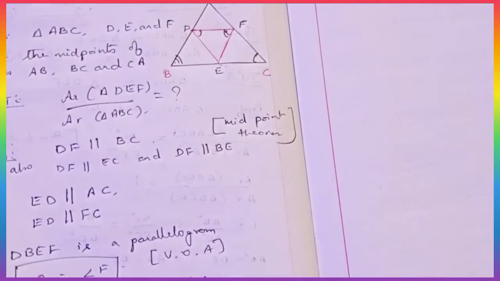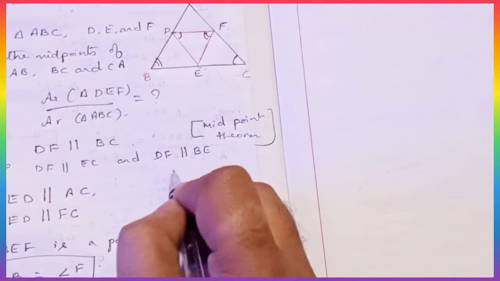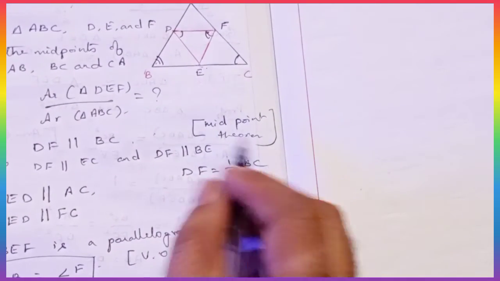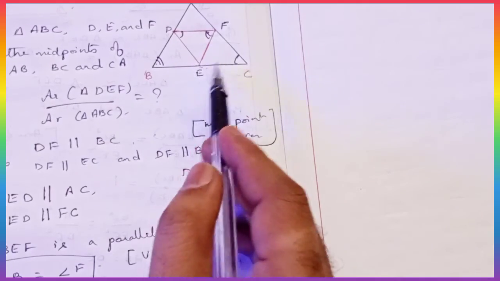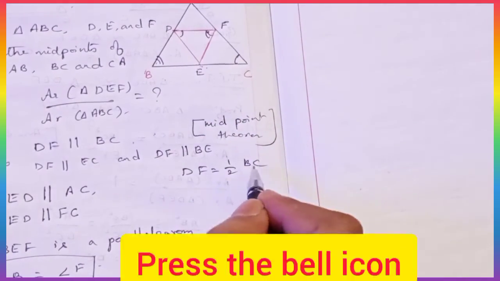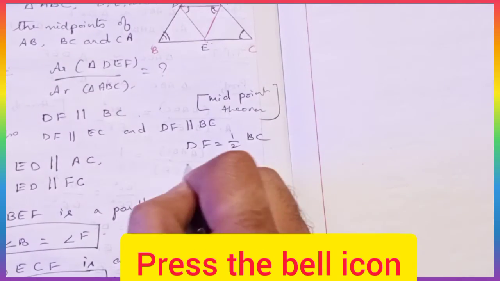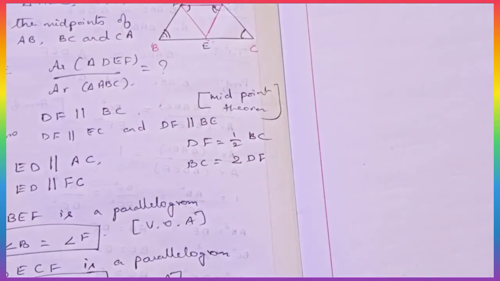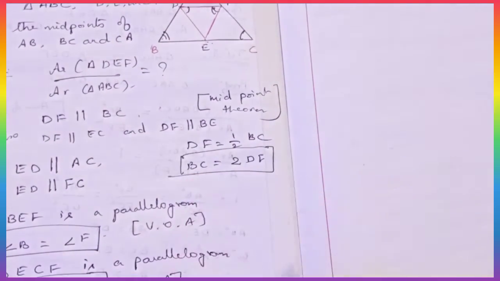But before we complete that, we need to understand: DF is equal to what? Half of BC. Not only DF, if you take DE, it is half of AC. If you take EF, it is half of AB. So if DF is half of BC, what can I write? That is, we can write BC is equal to 2 times DF. I hope that you have understood this particular portion.